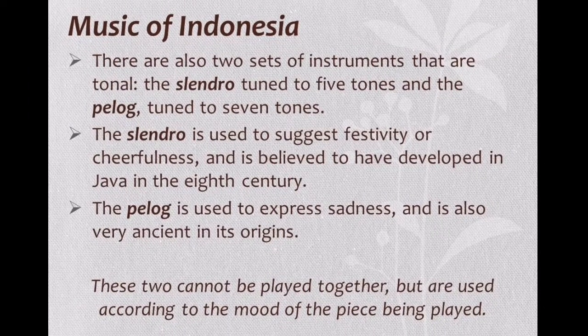There are also two sets of instruments that are tonal: the slendro, tuned to 5 tones, and the pelog, tuned to 7 tones. The slendro is used to suggest festivity or cheerfulness and is believed to have developed in Java in the 8th century. The pelog is used to express sadness and is also very ancient in its origins. These two cannot be played together, but are used according to the mood of the piece being played.